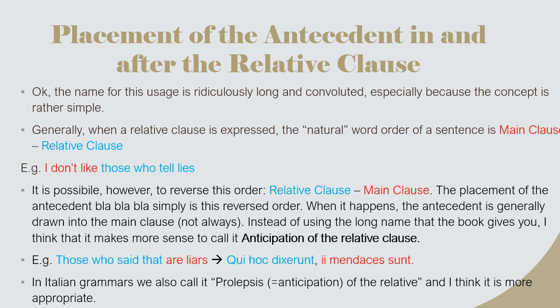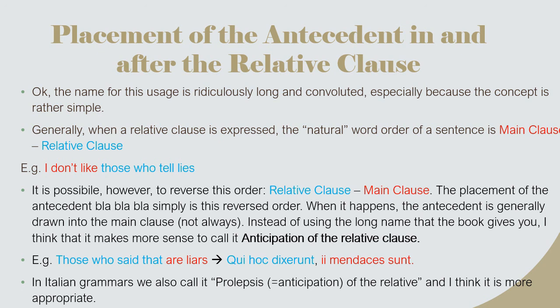The only thing that you have to be careful about is that sometimes, not always, the antecedent of the relative pronoun can be present in the main clause. So for example, in the second instance, those who said that are liars. Let's see how it works in Latin. As you can see, you have the relative clause first and then the main clause. Qui hoc dixerunt, ii mendaces sunt. So literally, this would be those who said that, these people are liars. But you can simply translate, those who said that are liars.